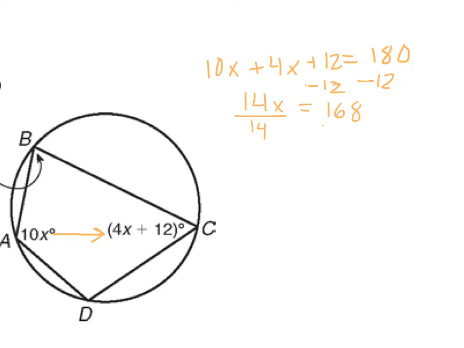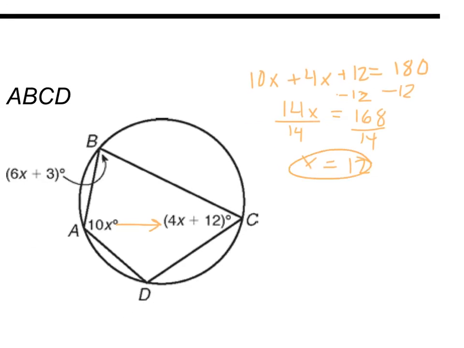Now we divide both sides by 14. And we get x is equal to 12. So now we can take this and plug it into angle A, angle B, and angle C. So for angle A, we have 12 times 10, which is 120.